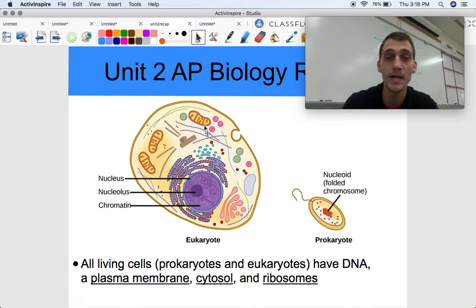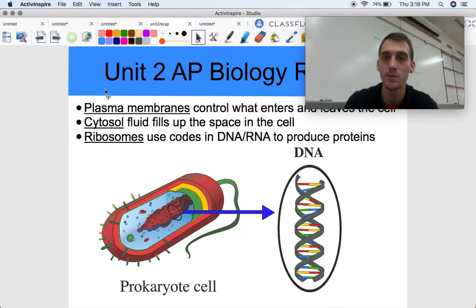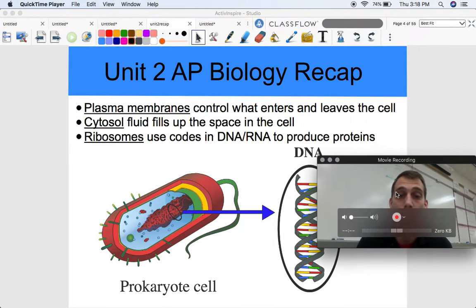A plasma membrane is the outer border of a cell that controls what goes in and what comes out. We spend a lot of time on that in this unit. Cytosol is the fluid that fills in all the space in the cell. It's also known as cytoplasm, depending on who you ask. And then ribosomes. Ribosomes are responsible for using DNA to make proteins, and we spend a whole bunch of time on that in Unit 6. So that's what those three are.